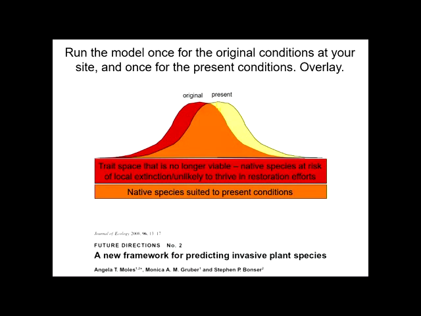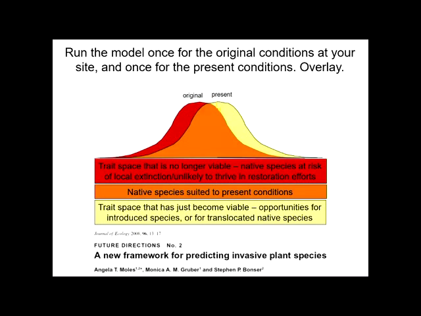The orange zone in the middle are the native species that can still fit the current conditions, and the degree of overlap there just depends on how big of a change you've had in your ecosystem. The third zone, the yellow zone, is kind of interesting space. That's trait space that has recently become viable. It wasn't there in the old times, and there may be no native species that have traits that are suited to that, or not at least in the local community.